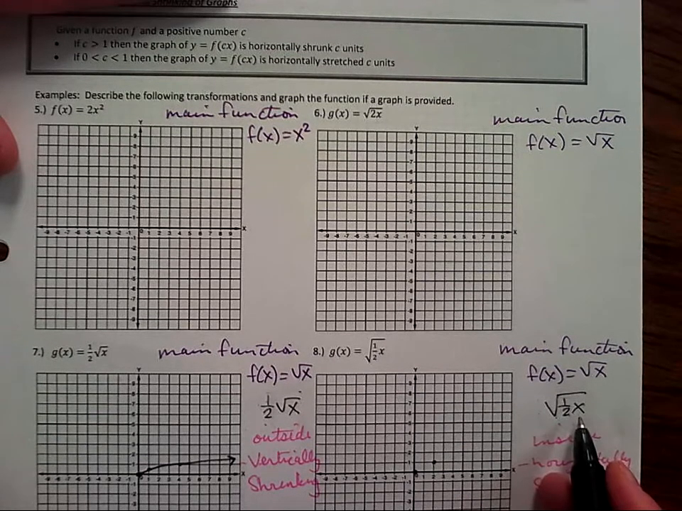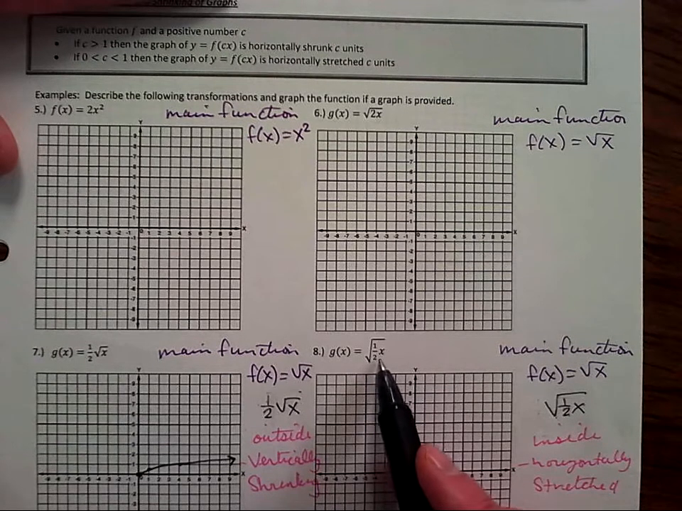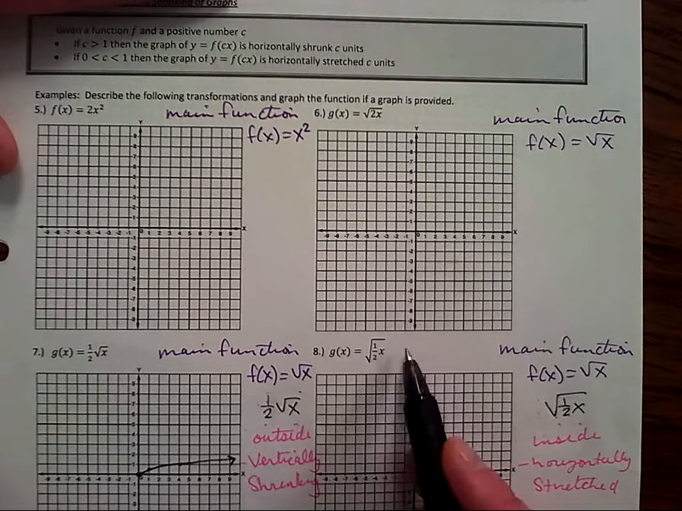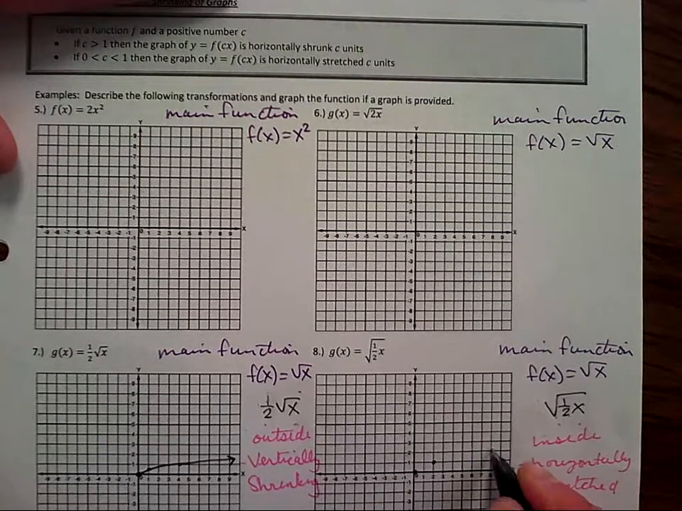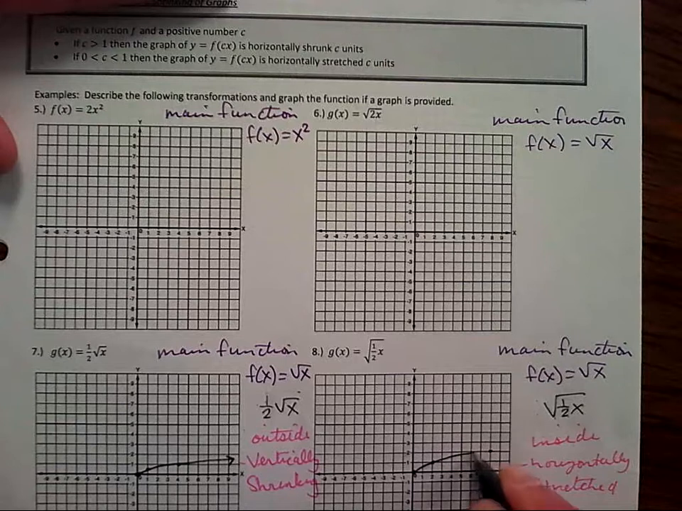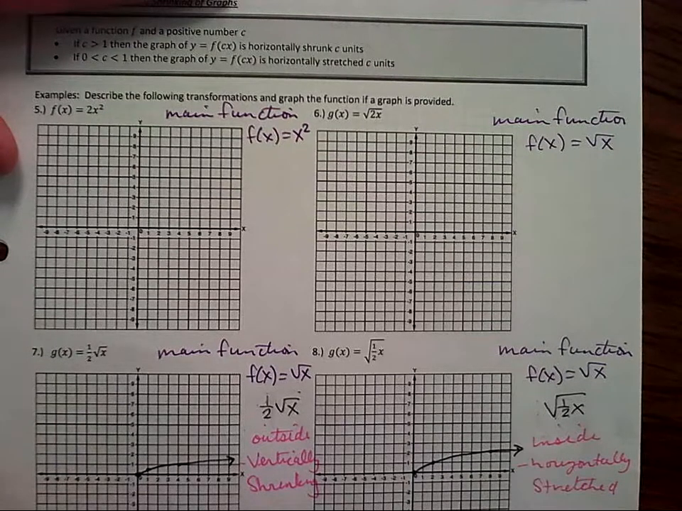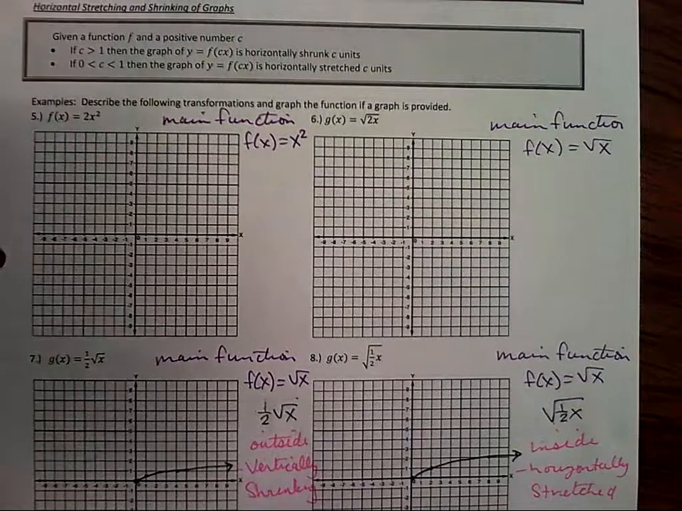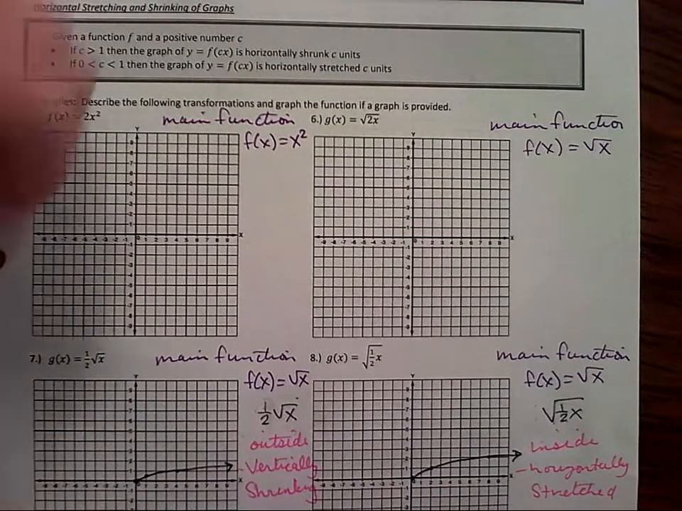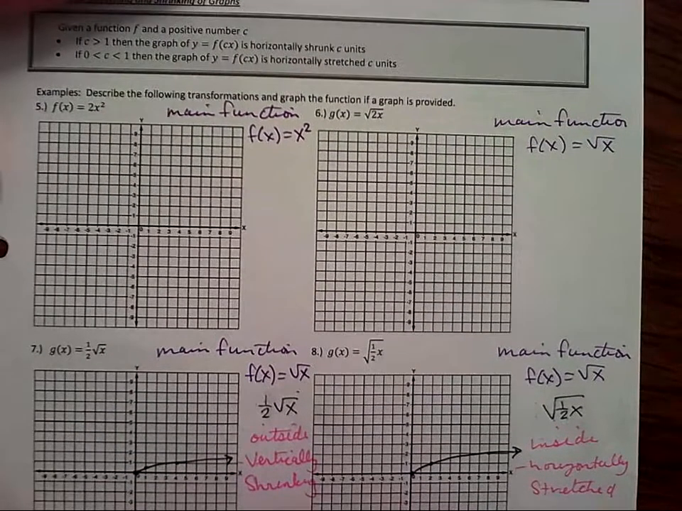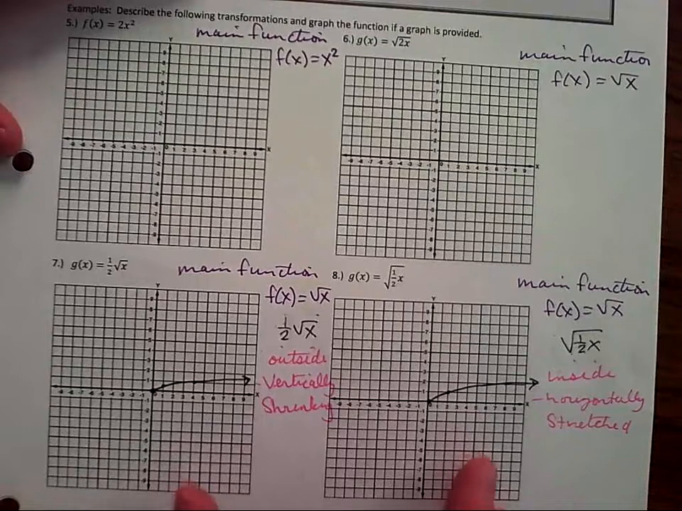What if I plug in the point 8? X equals 8. What do I get? 8 over 2 is 4. The square root of 4 is 2. So over 8 up 2. So sometimes people feel like these are very similar, vertical shrinking and horizontal stretching, but they're not, right? We have completely different points on these graphs.